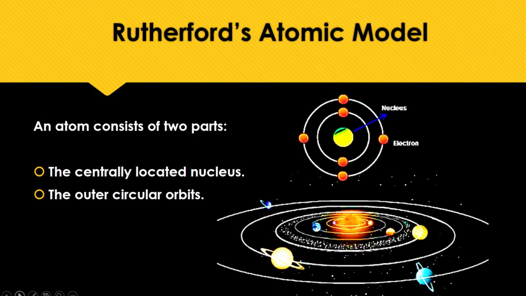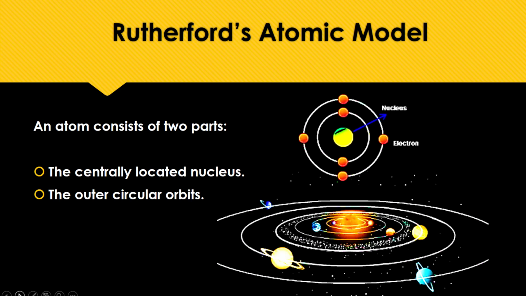The second one is the outer circular orbits. What do we find in the outer circular orbits, children? Here in the outer circular orbits, electrons. The electrons revolve in circular orbits called shells in the space available around the nucleus. An atom is electrically neutral, that is, the number of protons and the number of electrons present in an atom are equal.